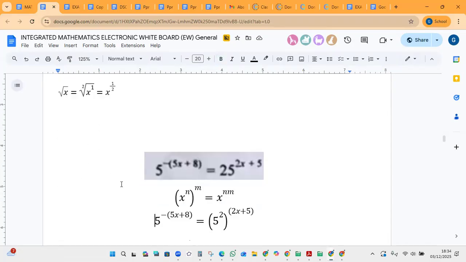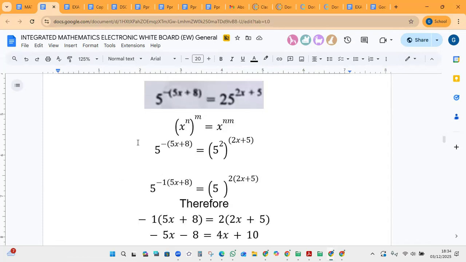So now, knowing these rules, we can approach this question, and here we are going to apply the powers raised rule. If you have a base raised to a power and raised to another power, you can multiply the powers. So if you notice now, you have a base of 5 on the left and a base of 25 on the right. That was deliberate because 5 squared is 25.